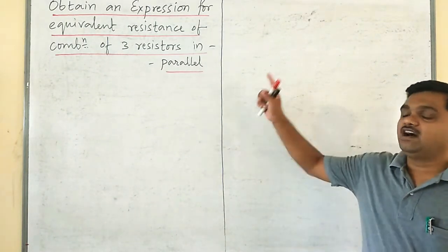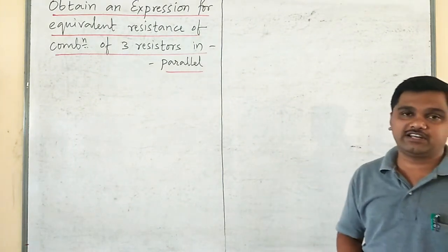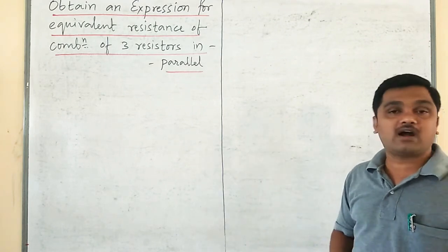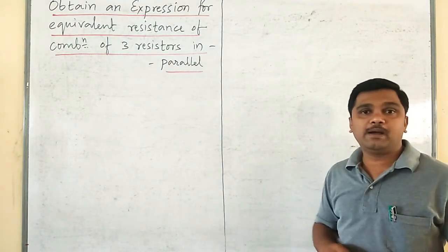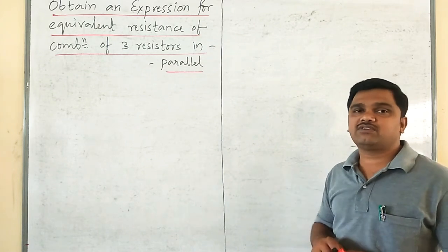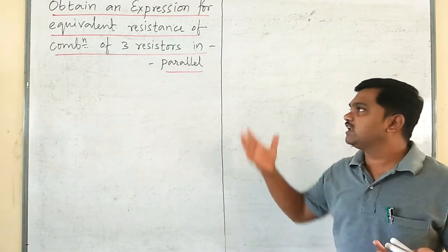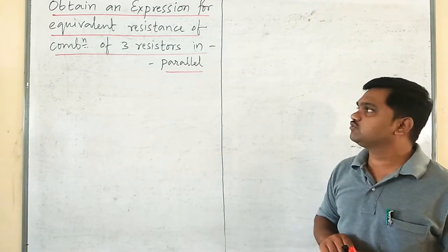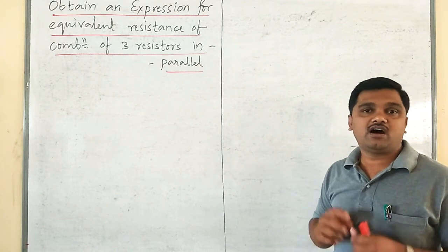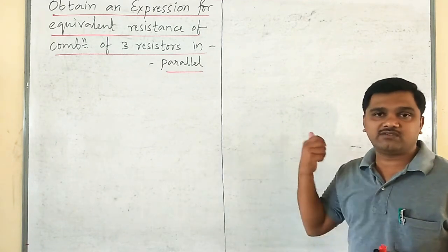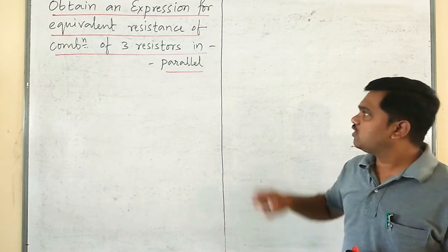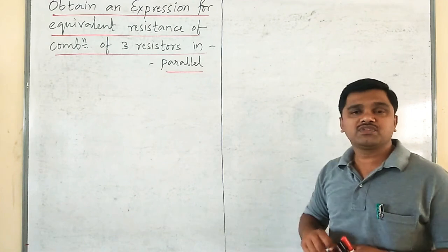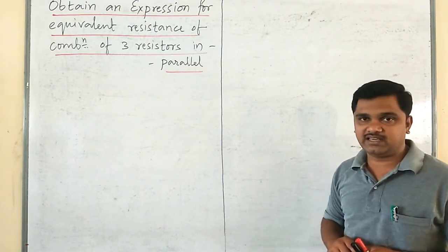In this class, let us discuss one more 5 mark important derivation, that is, obtain an expression for equivalent resistance of combination of three resistors in parallel. In the last class, we discussed a similar type of 5 mark derivation, where we derived the expression for equivalent resistance of the combination of three resistors connected in series. So what was that final equation? Rs is equal to R1 plus R2 plus R3, isn't it?